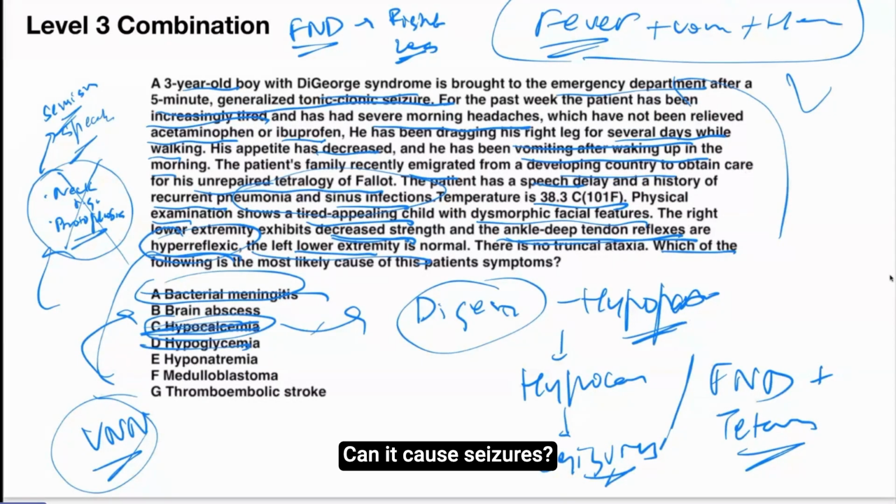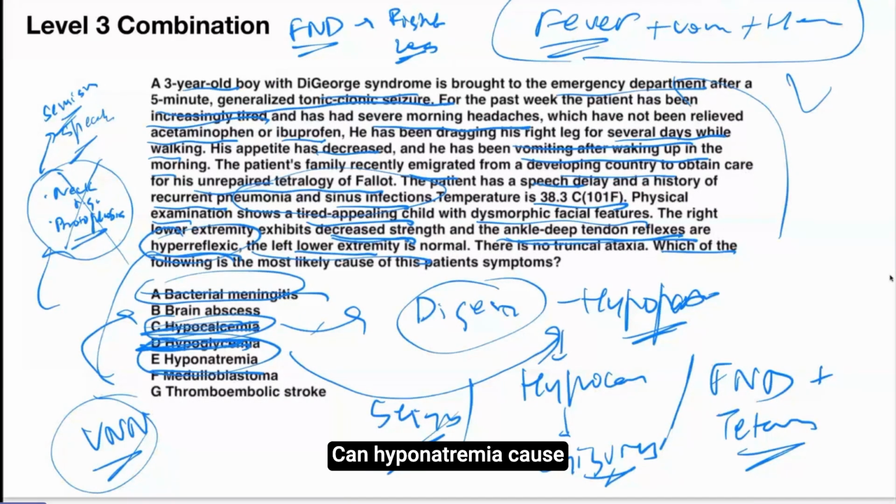Hypoglycemia, that's why I'm going to rule it out. Hypoglycemia, can it cause seizures? The answer is yes. Seizures can be caused. But does it cause the rest of fever, vomiting? Can cause vomiting, maybe fever, not sure. Focal neurological deficit, probably not. It's ruled out. Hyponatremia, can it cause seizures? The answer is yes. Can hyponatremia cause global hyperreflexia? Sometimes the answer is yes. But does it cause fever? Probably no. Does it cause isolated neurological deficits? The answer is no. It's ruled out.